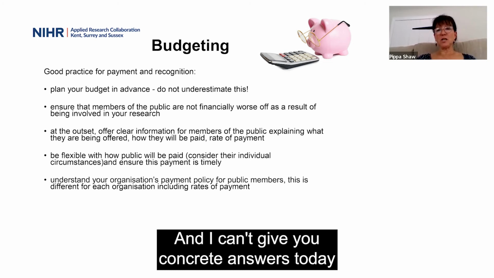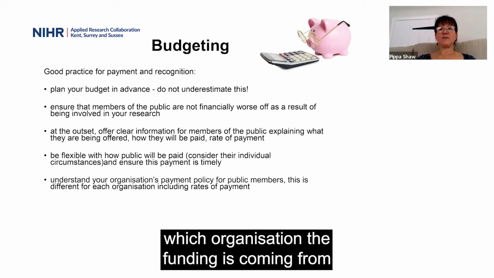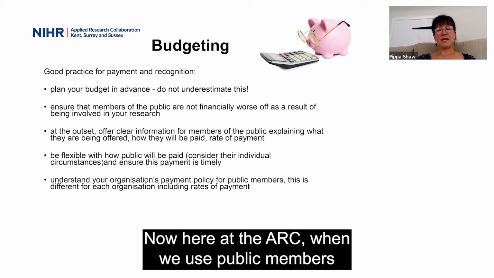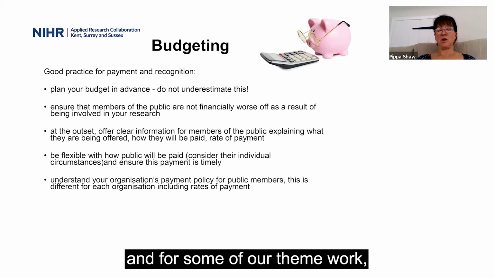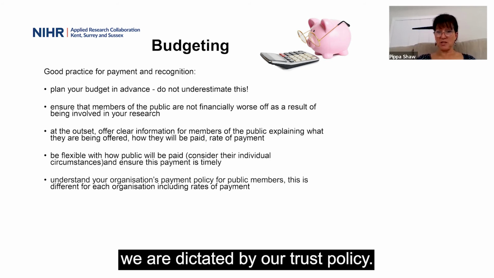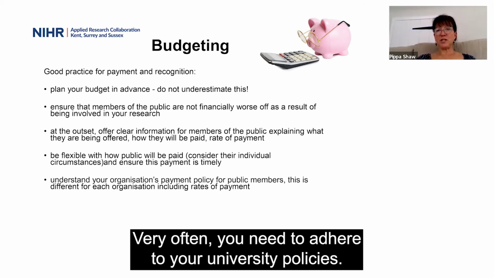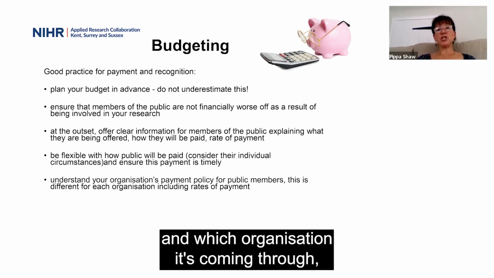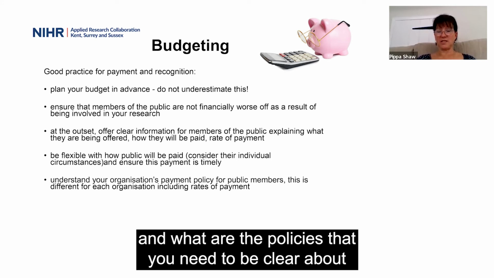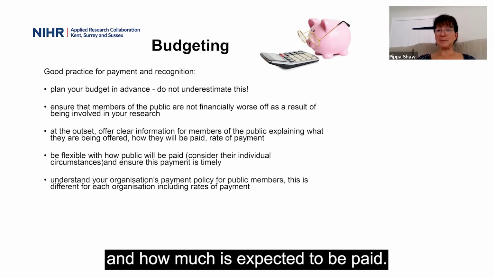And I can't give you concrete answers today, because this will depend on which organisation the funding is coming from for your research. Now, here at the ARC, when we use public members for our core work, our governance work, our oversight work, and for some of our theme work, we are dictated by our trust policy, and we need to adhere to that. For projects, very often you need to adhere to your university policies. So you really need to find out where the money is and which organisation it's coming through, and what the policies are that you need to be clear about, so that you know how to pay people and how much is expected to be paid.